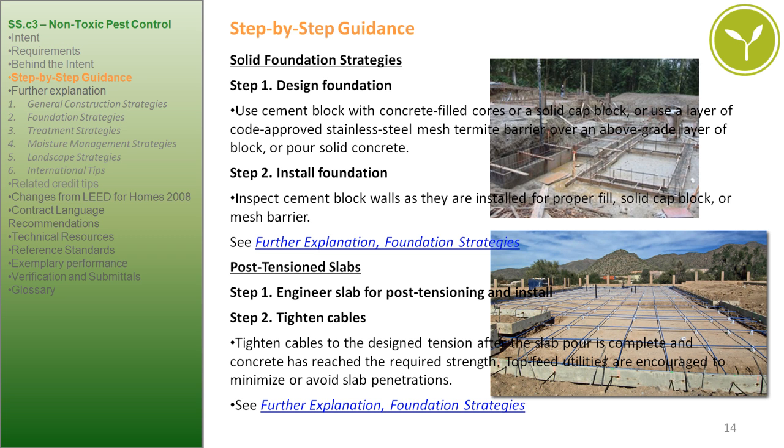Step 1. Design foundation. Use cement block with concrete-filled cores or solid cap block, or use a layer of code-approved stainless steel mesh termite barrier over an above-grade layer of block or poured solid concrete. Step 2. Install foundation. Inspect cement block walls as they are installed for proper fill, solid cap block, or mesh barrier. See further explanation, foundation strategies.